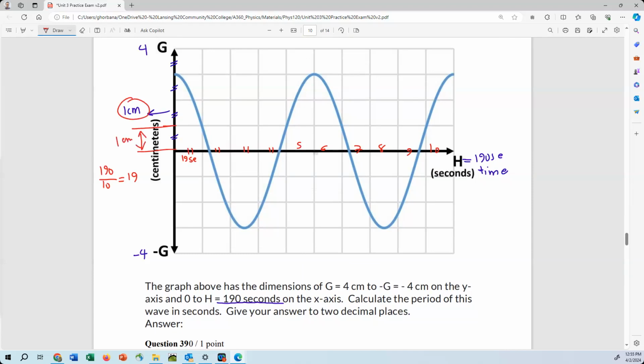But here we have 10 squares, yes. From here to here is 190. 190 divided by 10 is going to be 19 seconds for each one of these. Okay, this is how to read the graph. This is the important part.